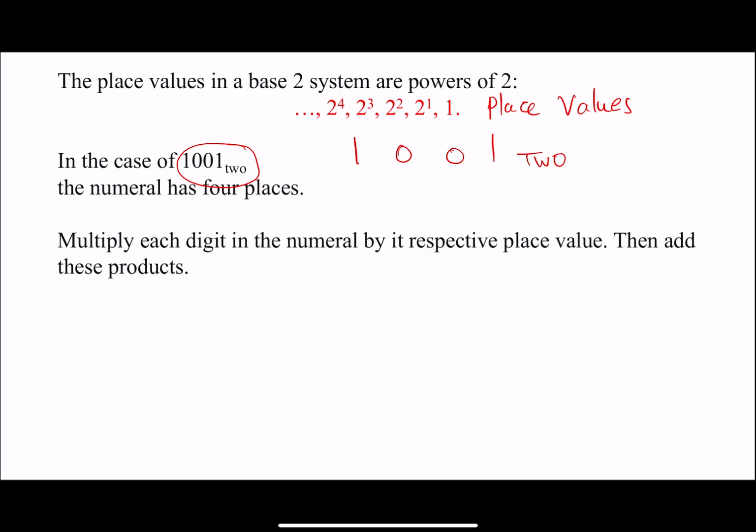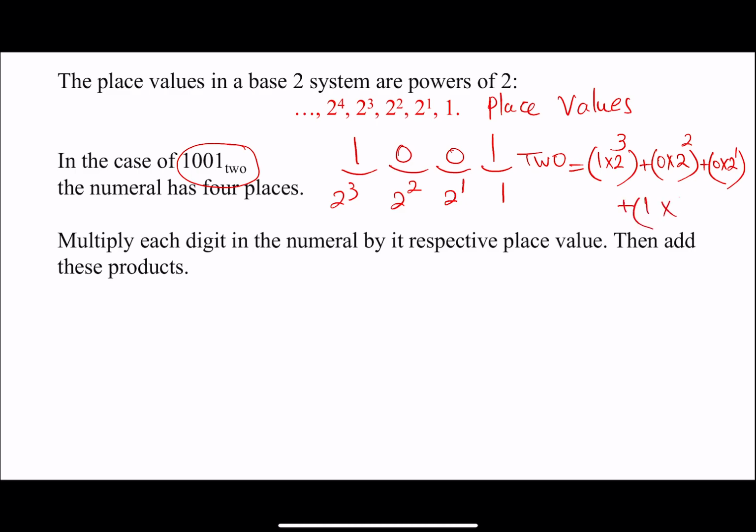So 1001 base 2. Then I write down the place value of each digit. Don't forget to write down from right to left. So the place value of this one is 1. Then we have 2 to 1, then we have 2 to 2 and 2 to 3. Here we go. Multiply each digit by its place value. So the digit is 1, the place value is 2 to the third power, plus the digit is 0, its place value is 2 squared, the digit is 0, its place value is 2 to 1, the digit is 1, its place value is 1. And then add them all, right?